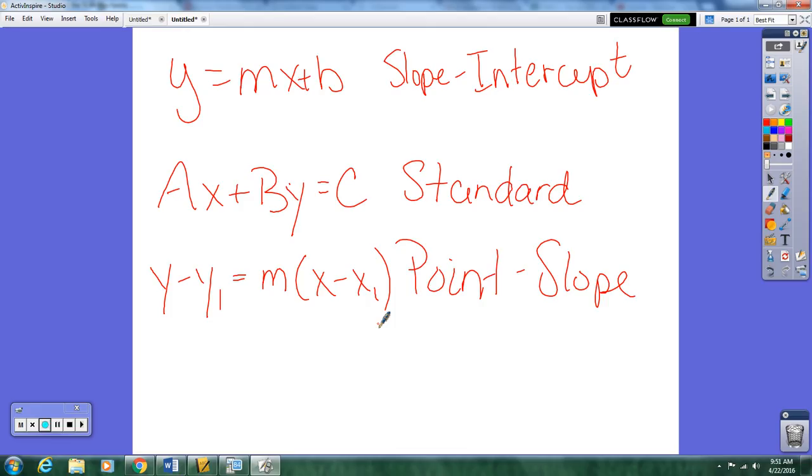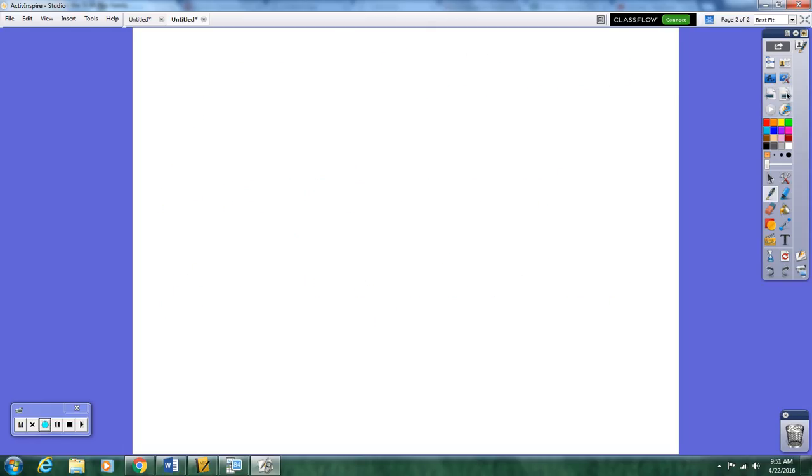So with any equation, whether they give it to you in standard, which is what we worked a little bit with yesterday, or in point slope, today you're going to manipulate these two equations and put them in slope-intercept. Okay? So yesterday we did talk about going from standard to slope-intercept. How did we do that? You should have that in your notes from yesterday.